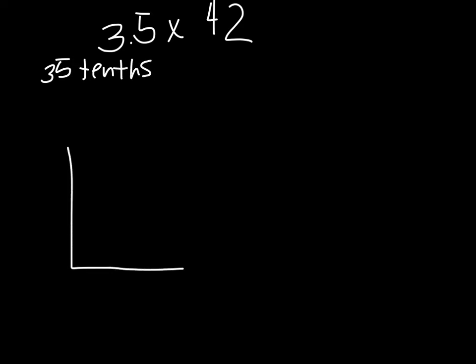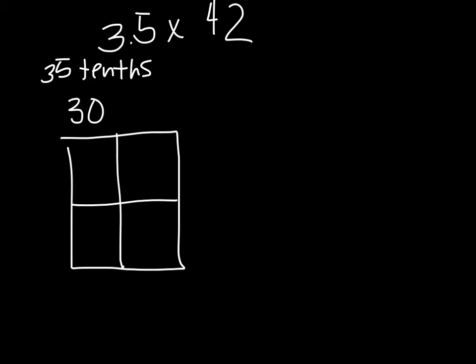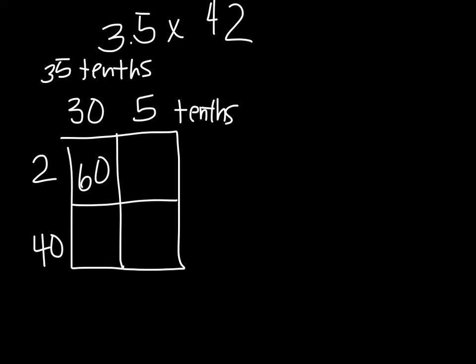When I multiply, I have my area model. I'll have 30 and 5. I'm going to go ahead and write my unit there so I don't forget. 35 tenths, and then 40 down on the bottom and 2 on the top row there. So 2 times 30 gives me 60. 2 times 5 gives me 10.